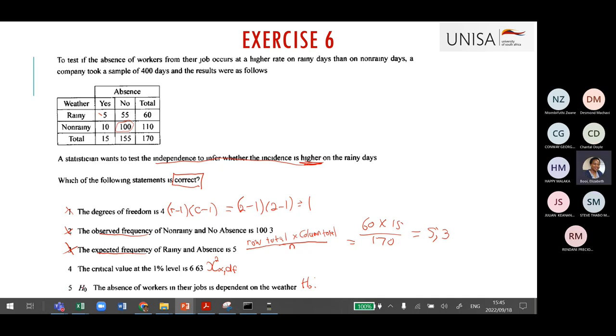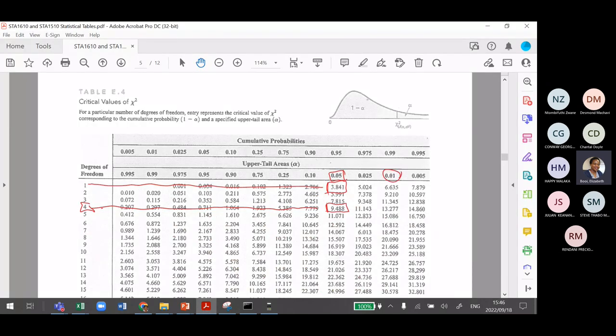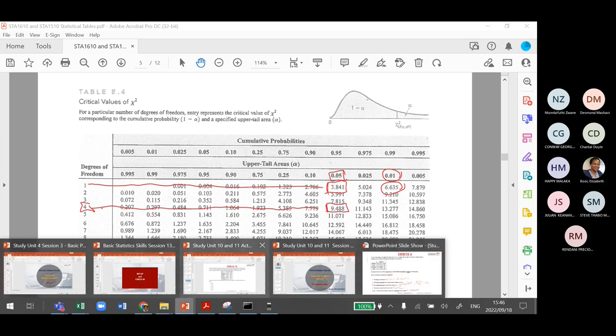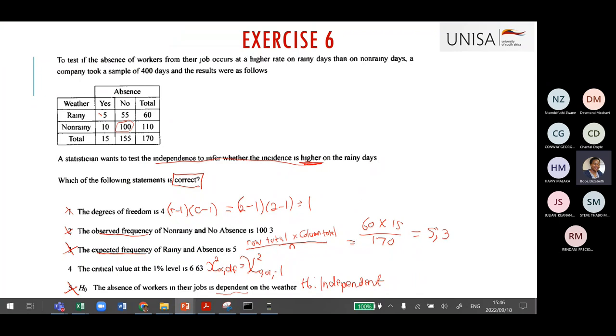And number 5. How do we state the null hypothesis? Do we say independent or dependent? Independent. The null hypothesis always states independence. So that is incorrect. For the critical value, our alpha value, they told us, is 0.01, and the degrees of freedom is 1. So let's check the table where 1 and 0.01 meet, and our critical value is 6.635. That is the correct answer that we are looking for.